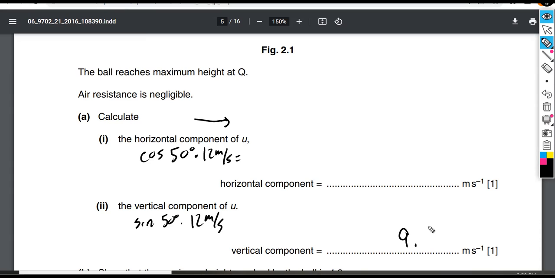Yep, 9.2, let's say. 7.7 for the horizontal, 9.2 for the vertical. Moving right along.